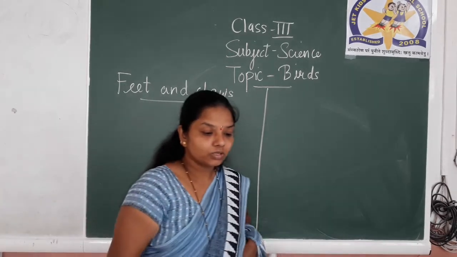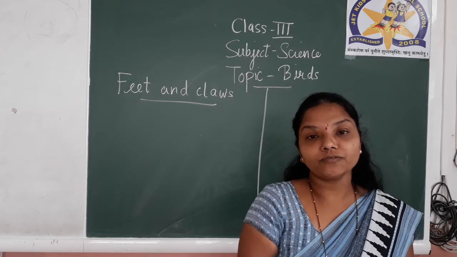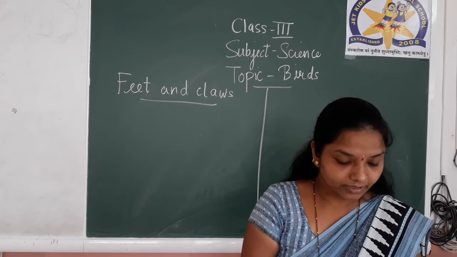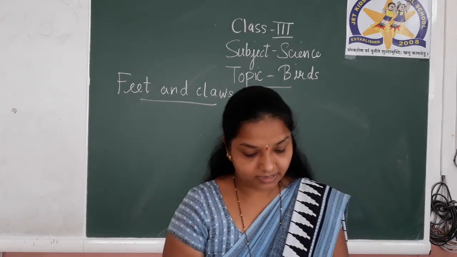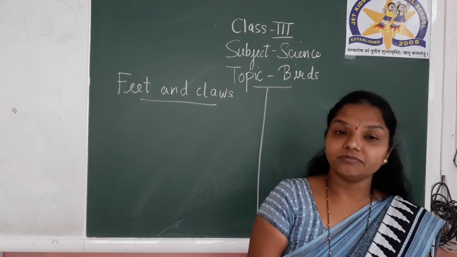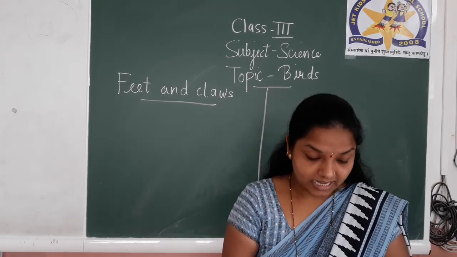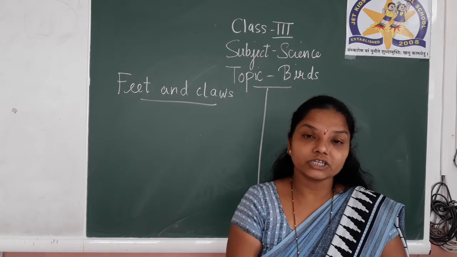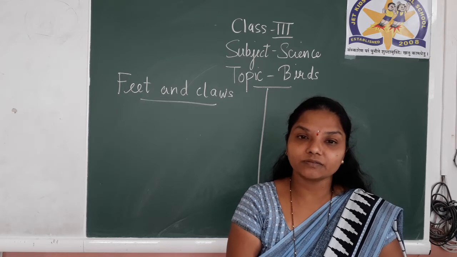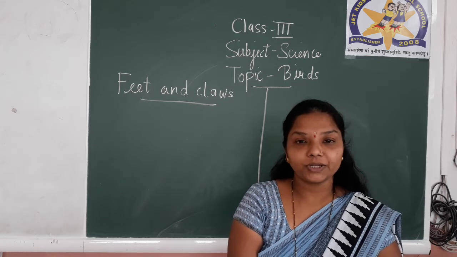Now in the last video we learnt about the different types of beaks. Different birds have different types of beaks. The first one was the strong, sharp and hooked beak. Examples of these birds are hawk and vulture. The second type is the strong, sharp and chisel-shaped beak. The example is the woodpecker.